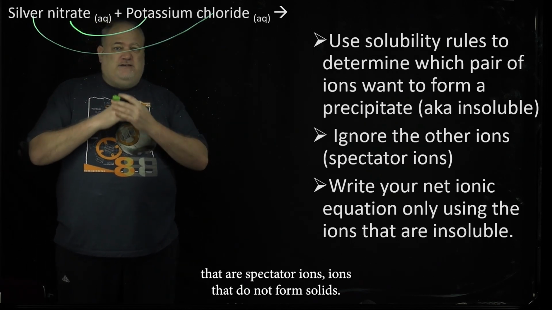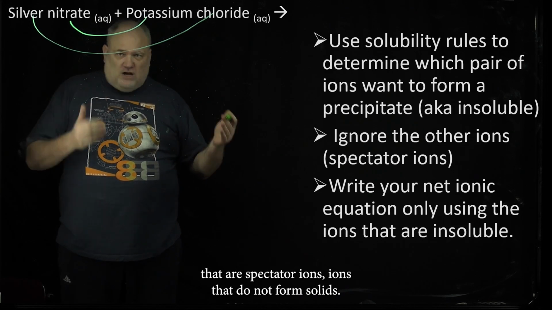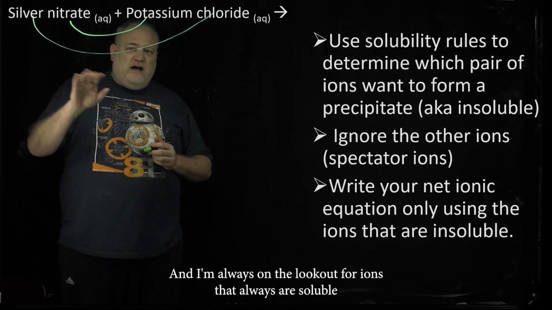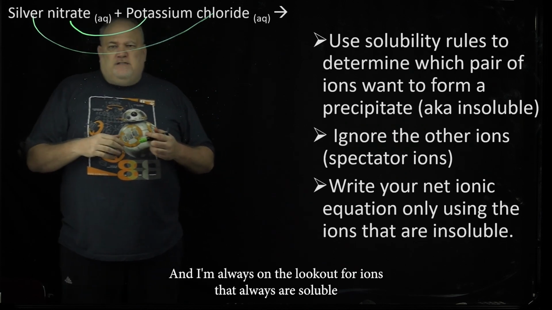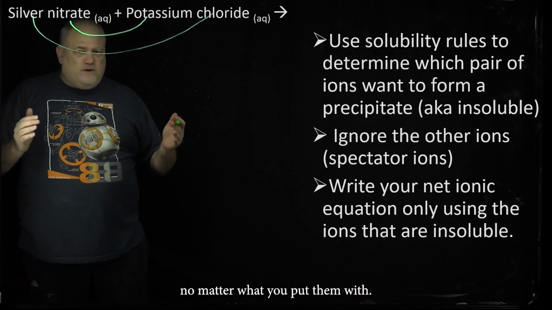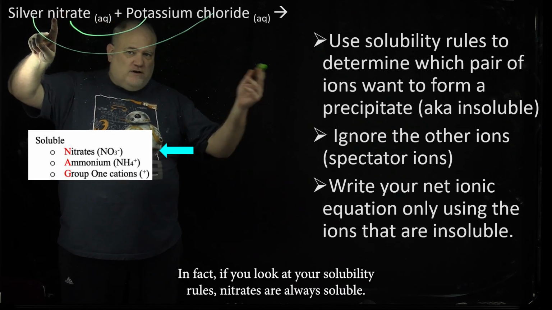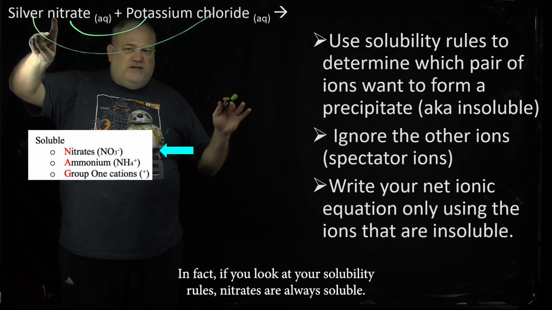So the number one thing that we do is look for ions that are spectator ions, ions that do not form solids. If you look through the list, we're always going to follow the ABCD rules, and I'm always on the lookout for ions that always are soluble no matter what you put them with. So nitrate happens to be one of these. In fact, if you look at your solubility rules, nitrates are always soluble.